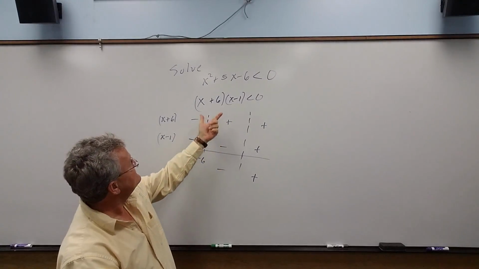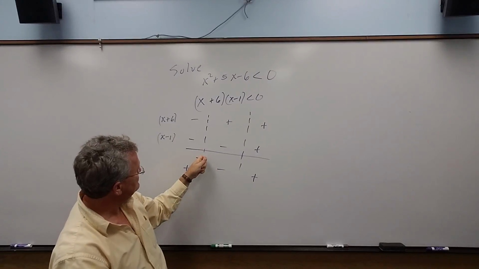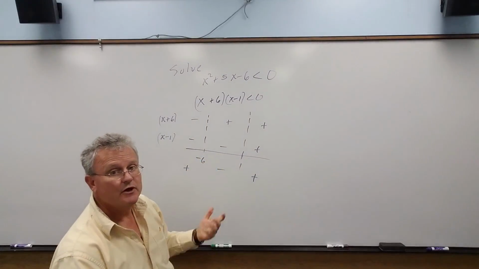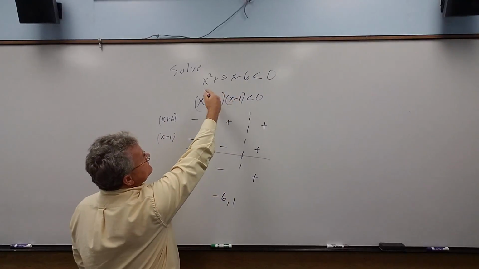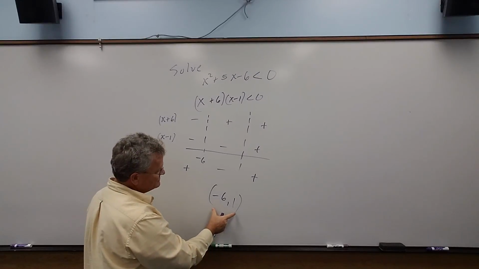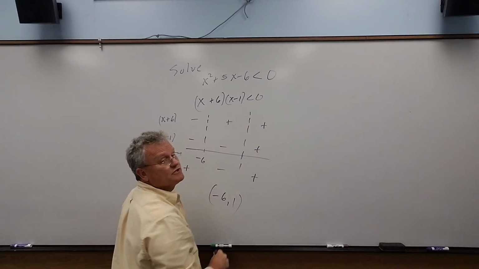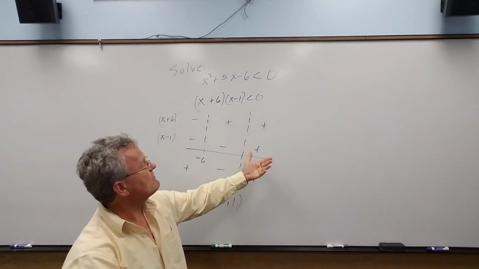And we can see this is negative, less than 0, when x is between negative 6 and 1. So the solution, the interval that this is true on, is negative 6 to 1. Again, we're using parentheses because that's a strict inequality. But at this point, relate this to the graph.